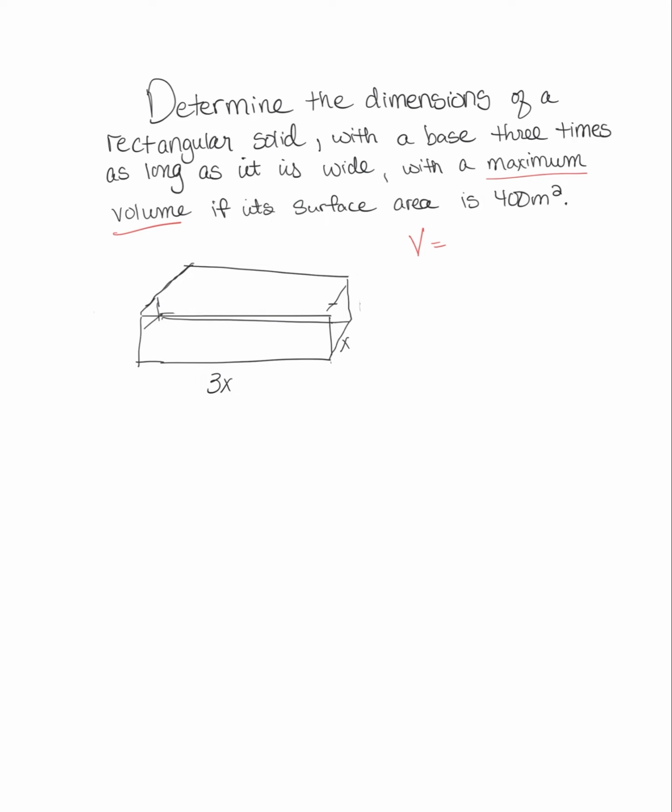When you see maximum volume or minimum area or maximum area, whatever is connected to what you're maximizing or minimizing, that's going to be what's called your primary equation. Your primary equation is the equation that you're going to be taking the derivative of.